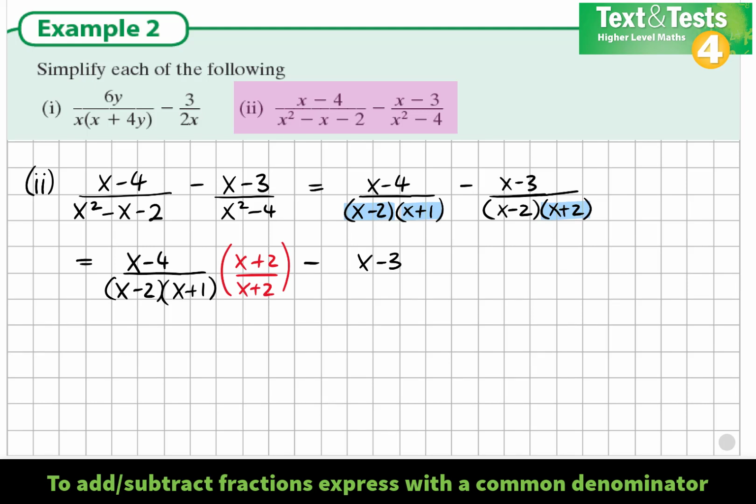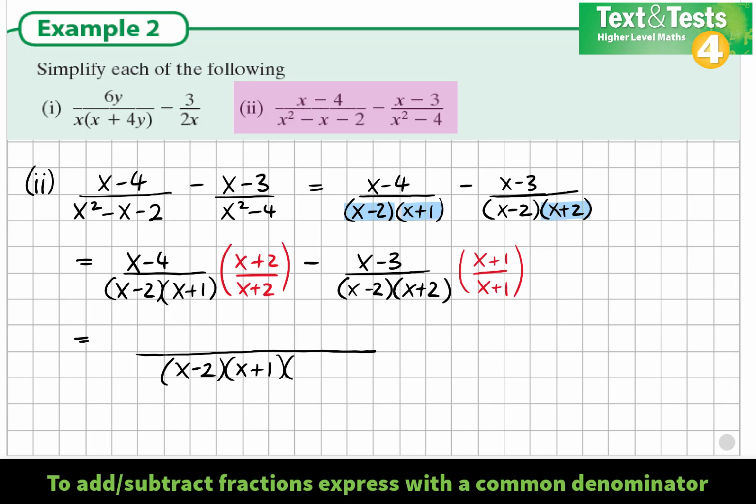And the second fraction, we'd have to multiply that by x plus 1 to give it the same common denominator. So both denominators have the same 3 factors in them. So multiply above and below by x plus 1. So we'll bring the two fractions together under the same common denominator now. Then we'll have to multiply out x minus 4 times x minus 2.